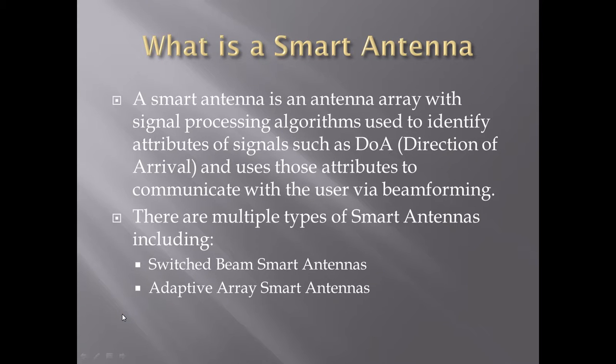A smart antenna is an antenna array with signal processing algorithms used to identify attributes such as direction of arrival and signal strength. The antenna uses those attributes to communicate with the user via beamforming. There are multiple types of smart antennas also, which includes switched beam smart antennas and adaptive array smart antennas.